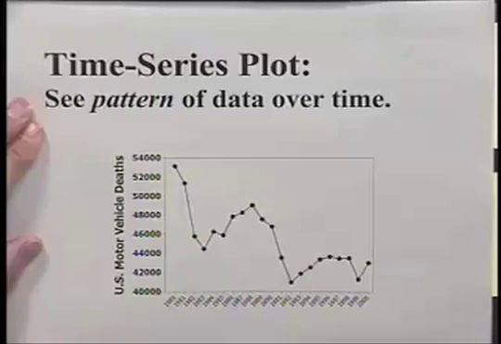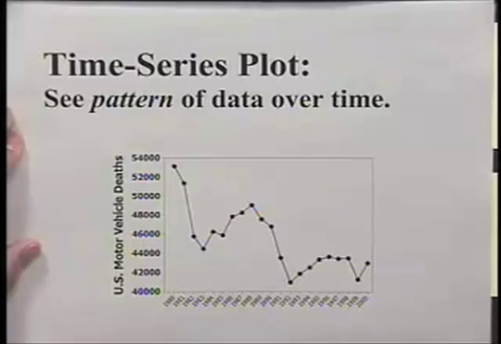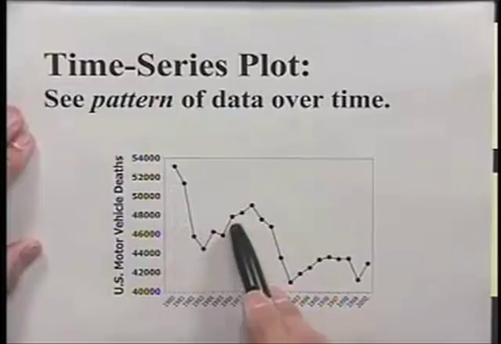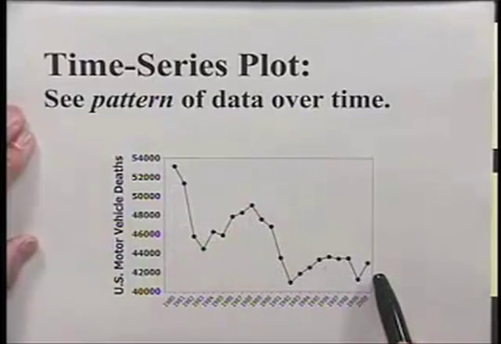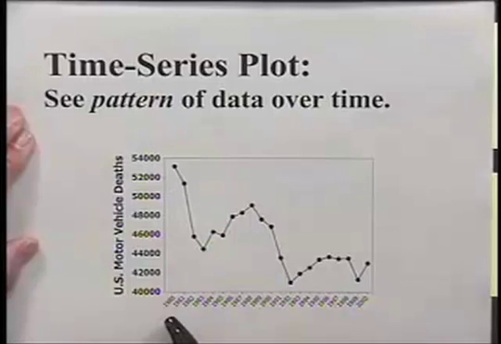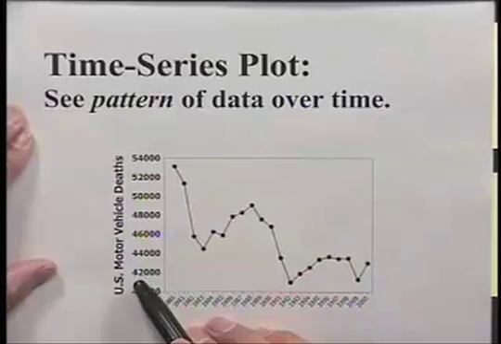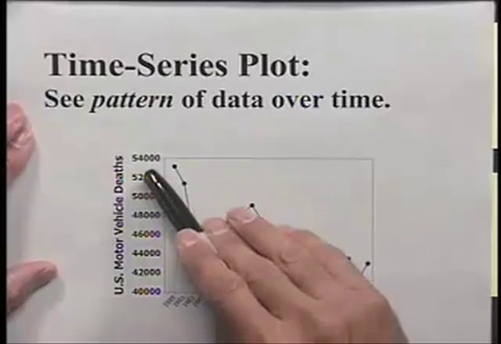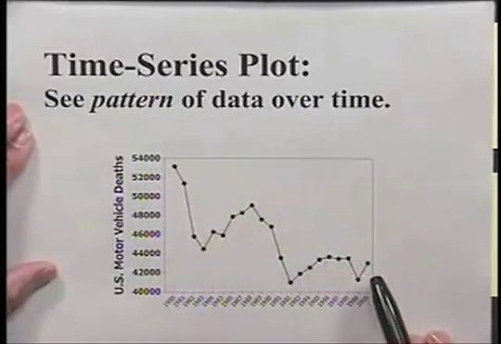Now I'm going to shift over to a time series plot. In a time series plot, we have one variable, but we're looking at the variable in terms of what happens to it over time. Here, these numbers are somewhat small. You really can't see them well, but they're years, starting with 1980, 1981, and so forth. And then the vertical axis represents U.S. motor vehicle deaths.